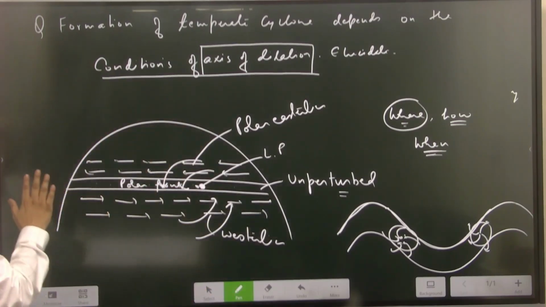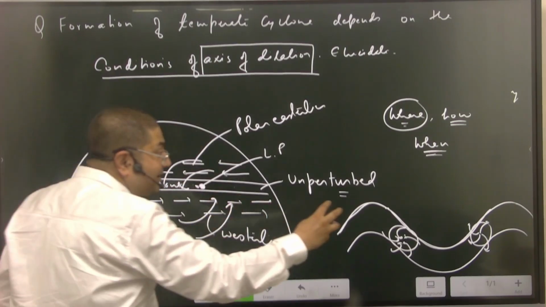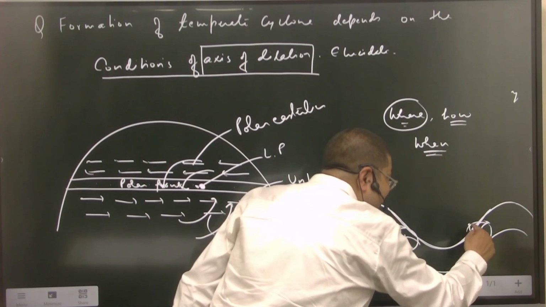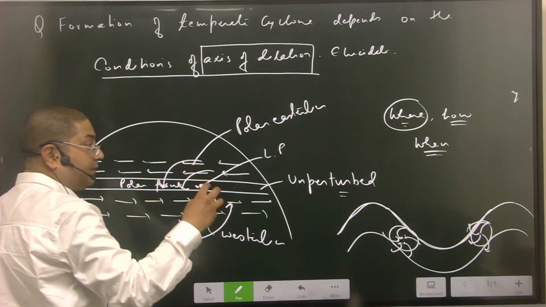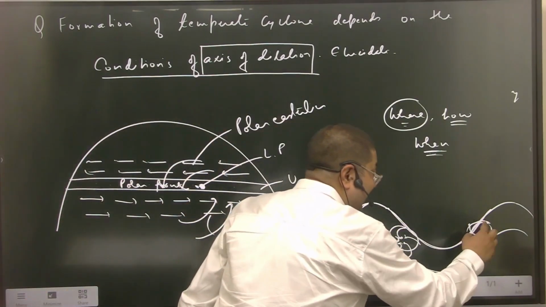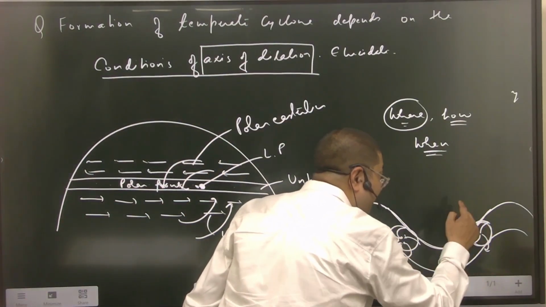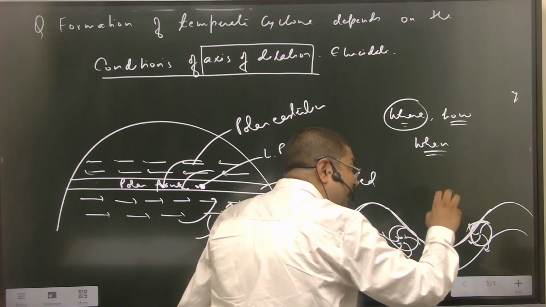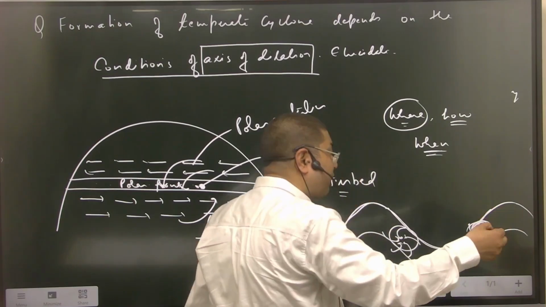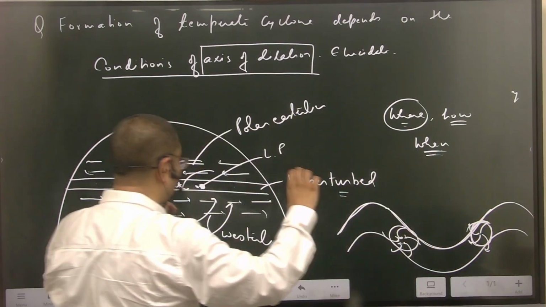And they are blowing like this. Whenever this region where the divergence is taking place lies over the polar front, see, this is the area ahead of the upper air trough, where the wind is diverging. Whenever the wind diverges, it sucks the air from below.